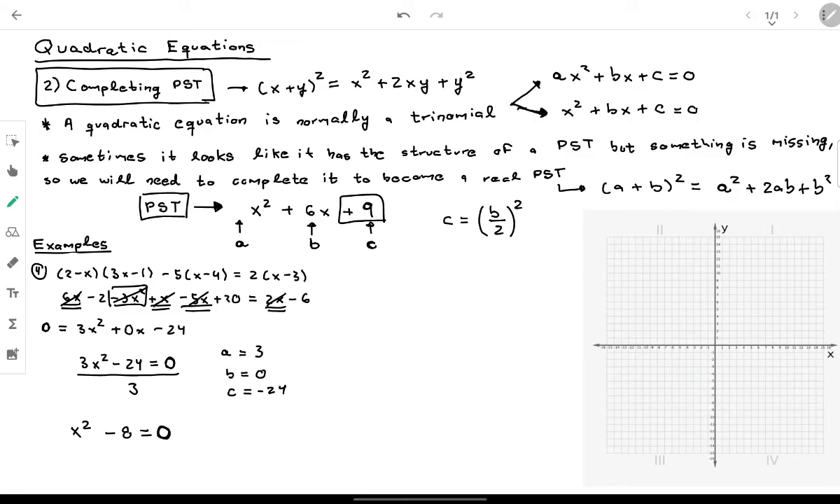In this case, of course, maybe we can do it in a single step because we can isolate the x squared. But if we think about how to complete it, of course, it will stay exactly the same, but it's going to be x squared equals 8. And remember the rule to complete the perfect square trinomial: it's the b term divided by 2, all of it squared. It's going to be 0, so it will stay exactly the same. X squared equals 8.